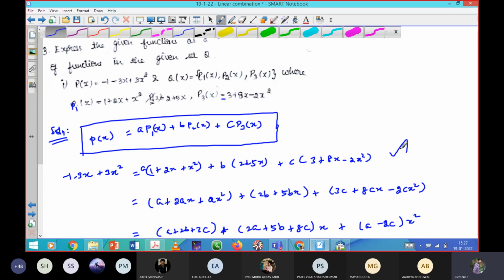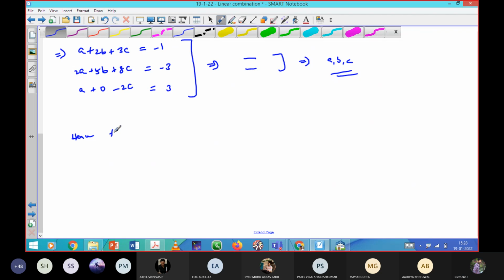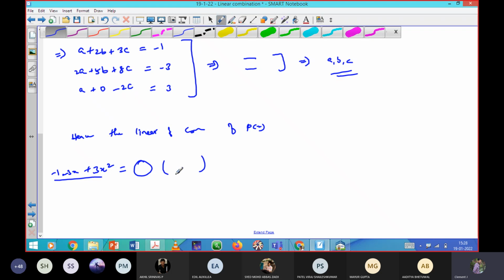So always, once you determine the answer, you have to write in the last line, hence the linear combination. Otherwise you can write the p of x here: minus 1 minus 3x plus 3x square is equal to, what is the value of a? Then you can write p1 of x. What is the value of b? Then you can write p2 of x. What is the value of c? After this you can write p3 of x.